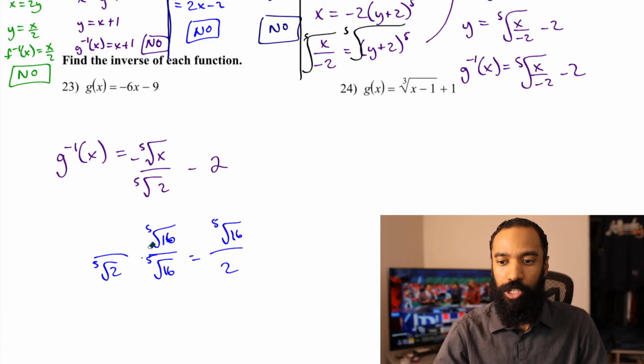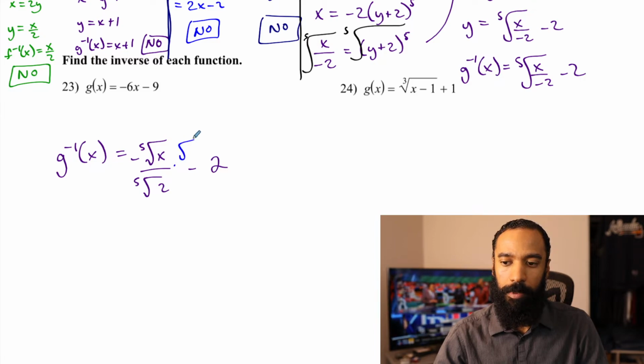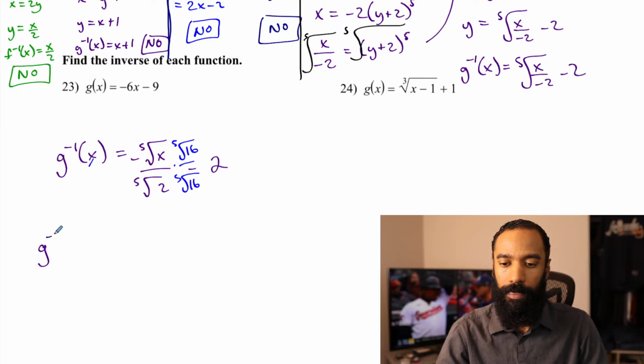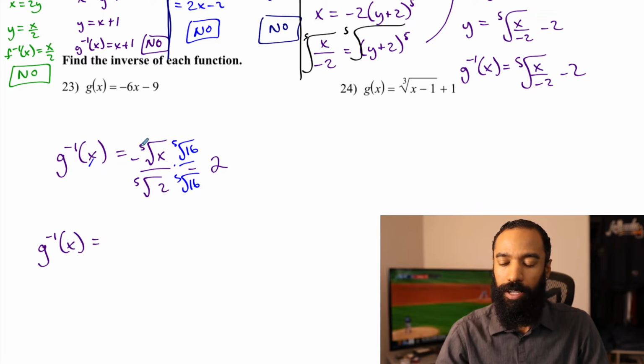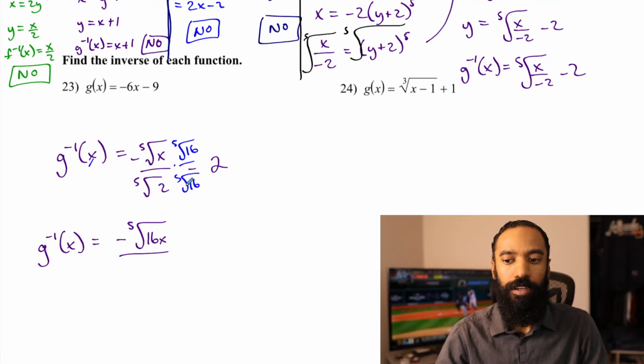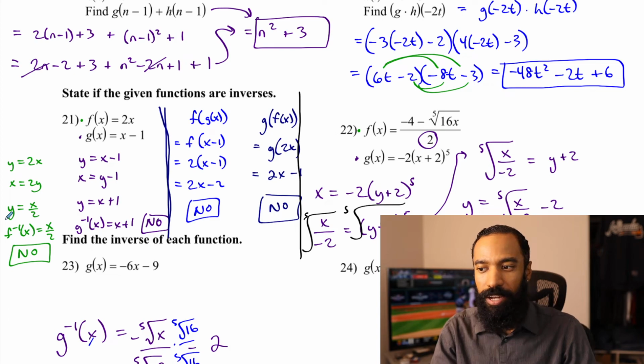So when we rationalize this, we multiply top and bottom by the 5th root of 16 over the 5th root of 16. And that becomes, sorry for that little mark, these multiply into one fraction: negative 5th root of 16 x, all over the 5th root of 32, which is 2. And then I have minus 2 right here. Looks a little closer to this, still doesn't match.